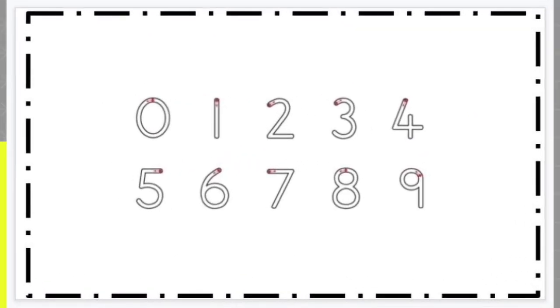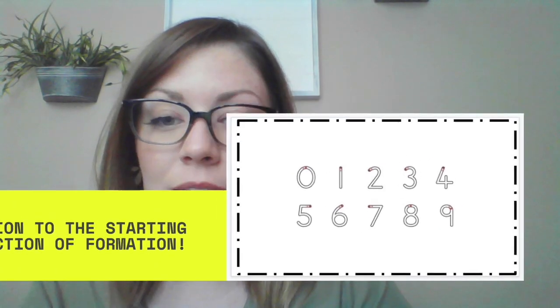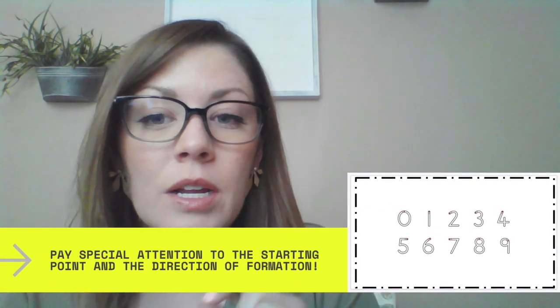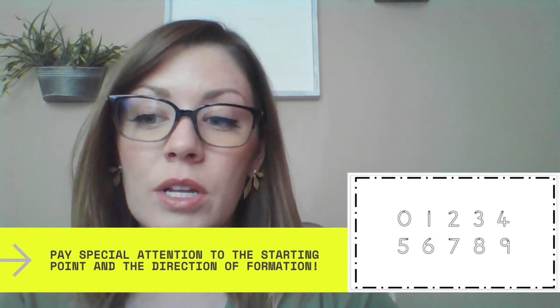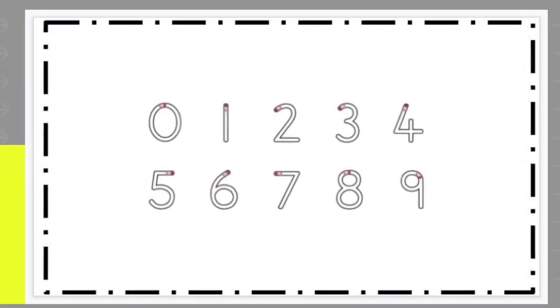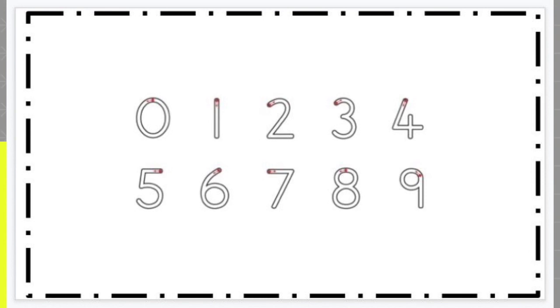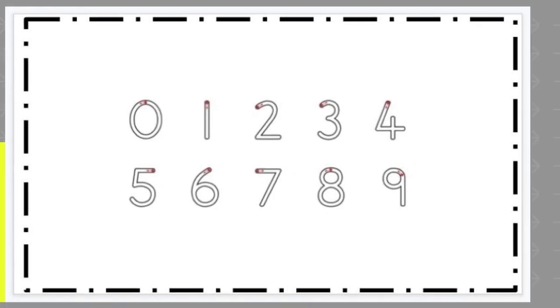Number formation is very important, and so it's important that you pay attention to the starting point. You'll see the little red dot at the number, and the direction of the formation is also really important for any mathematician. You might notice that your learner is really excelling in math, but if you pay special attention to the way they're forming their letters, they might be starting at the bottom, or they might be making them backwards, or they might be picking their pencil up unnecessarily, and that really slows down the fluidity of their writing, which plays a role in how well they're doing in math as well.